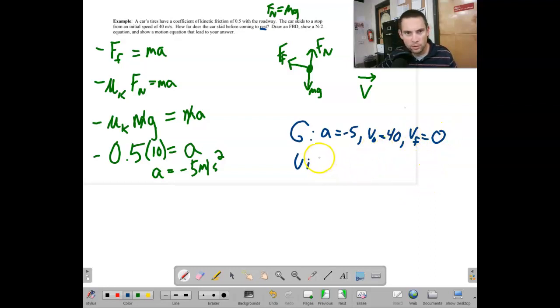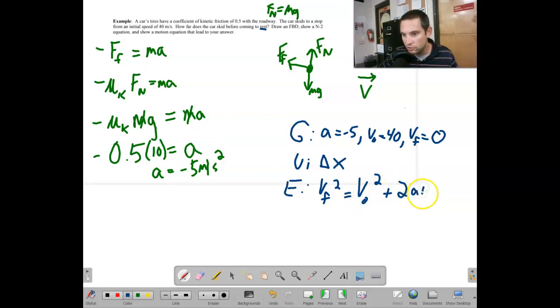And what are we looking for? How far does the car go? So we're looking for delta x. What equation can we use? I don't see time on there, but I see displacement. How about the no time equation? Vf squared equals v naught squared plus 2a delta x. I'm not doing the shortcut, but I encourage you to if you have that memorized.